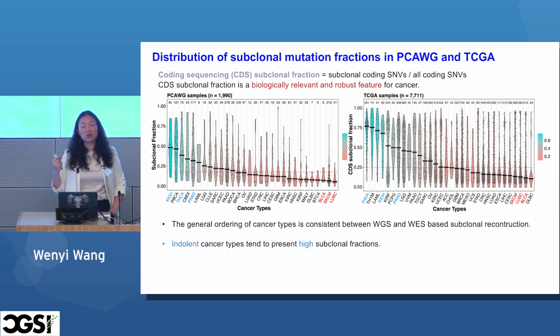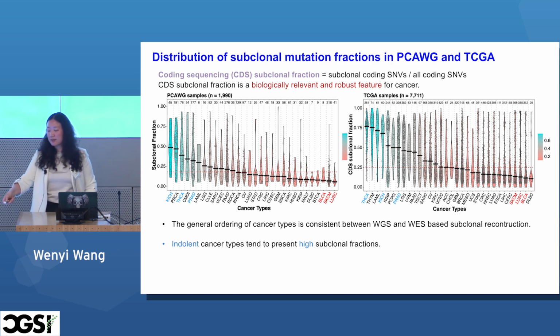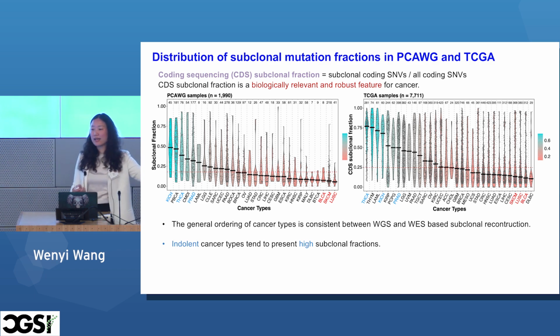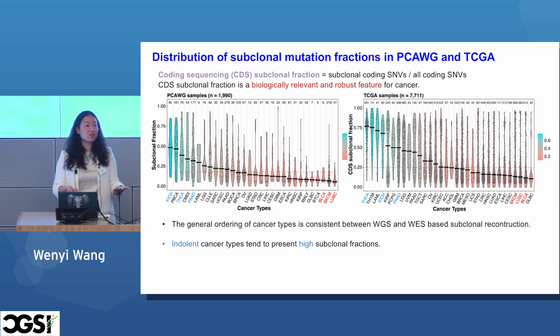We then calculated a coding sequence subclonal fraction, which is basically the subclonal SNVs out of all of the coding SNVs. What we found when we compared all of the samples in PCAWG 1900 versus 7700 in TCGA is this amazing consistency in the ranking of the median subclonal fraction of the cancer types, with thyroid, prostate, the indolent cancer types, nicely located on the far left, and then lung and bladder cancer, and then skin and melanoma nicely located on the far right. We believe that this suggests, first, that our algorithm works, and second, that the subclonal fraction is a biologically relevant and robust feature for cancer.